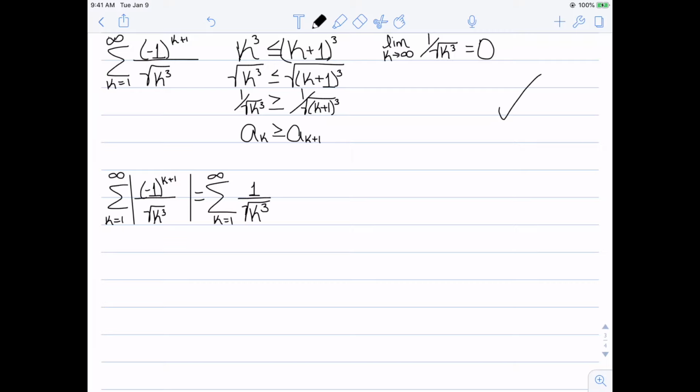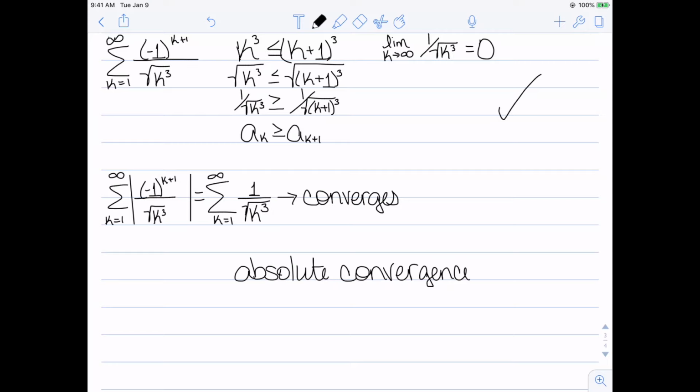So this is equivalent to the sum from k equal to 1 to infinity of 1 over the square root of k cubed. We see that the exponent of k in the denominator is 3 over 2. So by the p-series test, since 3 over 2 is greater than 1, it's going to converge. Since the original series converges and the series of absolute values converges, I have absolute convergence.